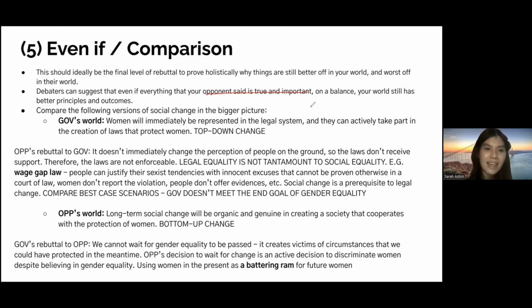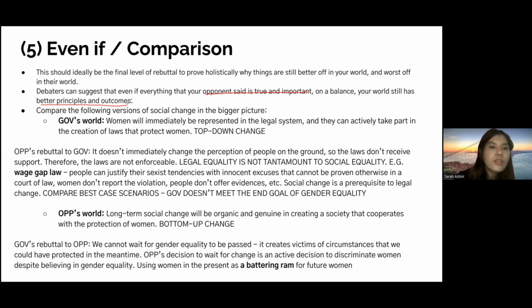This part, saying why it is true and important, is a form of proving to the judge that you are being a very charitable team. There are teams who are unwilling to engage with the best circumstances of their opponent. Sometimes you might get away with it, but most of the time that's very unstrategic, right? So you are able to engage and talk about how even if whatever they said is true and important, on balance, your world still has better principles and outcomes.